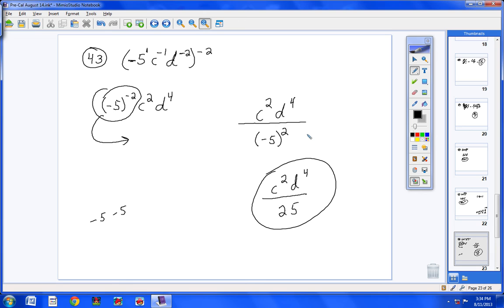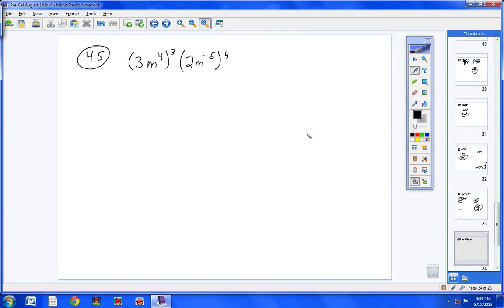Okay? Let's move on to number 45. Now, this one's going to be pretty simple, I believe. You have m to the 4th power, 3 to the 1 power. Let's take our 3 and multiply it through. 3 times 1 would be 3. And 3 times 4 right here, 3 times 4 would be 12. That's easy enough. And then 3 to the 3rd power, 3 times 3 times 3 is 27m to the 12th.